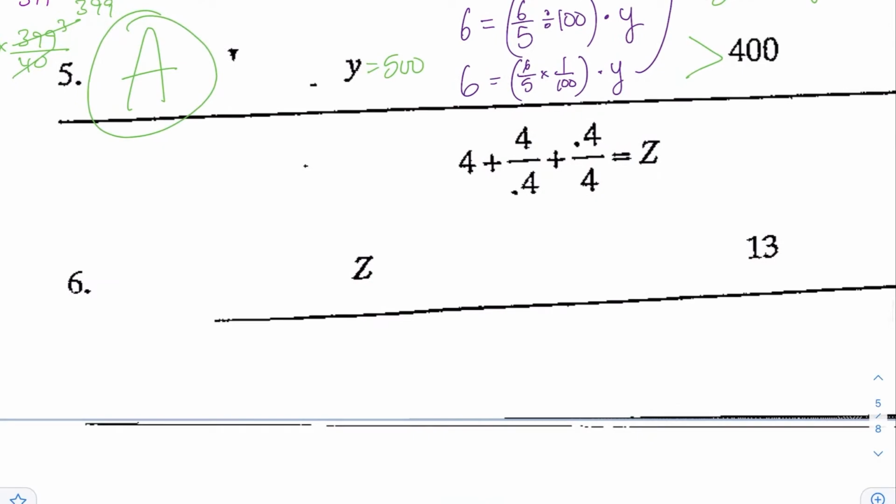Next for number 6, you have this equation. So 4 plus 4 over 4 plus 4 over 4, that's really just 4 plus 1 plus 1 is equal to z. So that means that z is equal to 6.